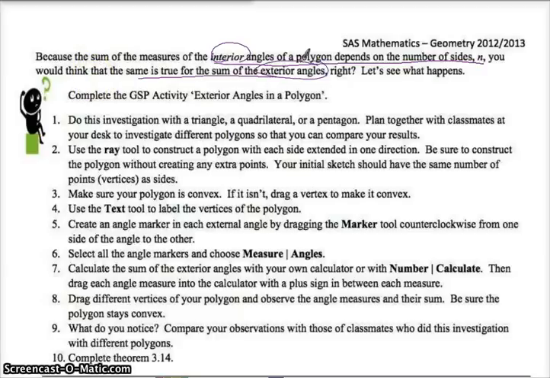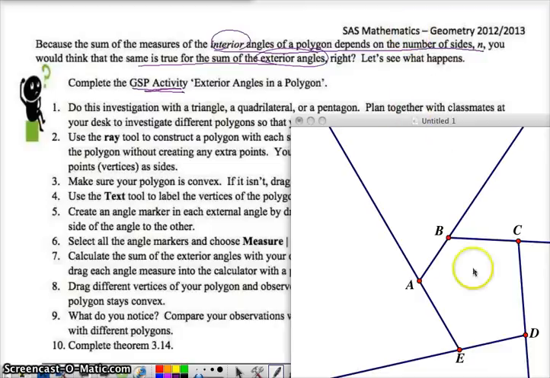So what are you going to do? Well, you need to open your GSP. You can pause, open your GSP, and just do this activity. You're going to follow through these steps here, and you should see what happens. So go ahead and pause, do the GSP, and then you'll discover what happens. So hopefully you got a diagram that looks something like this.